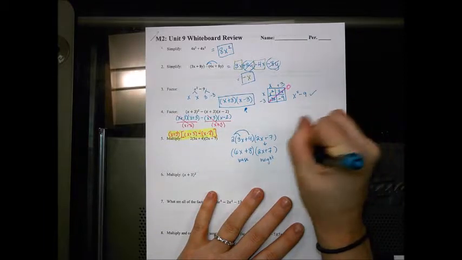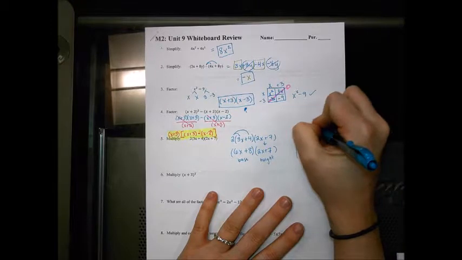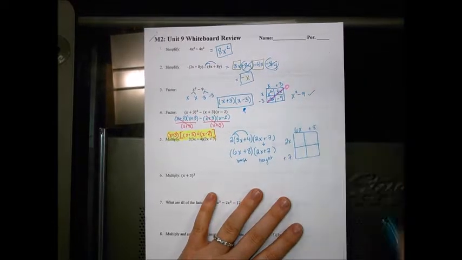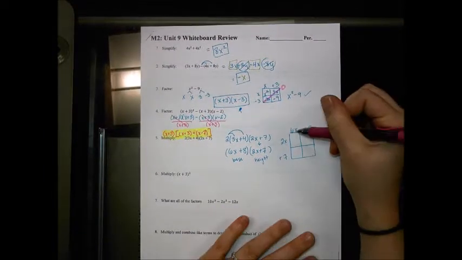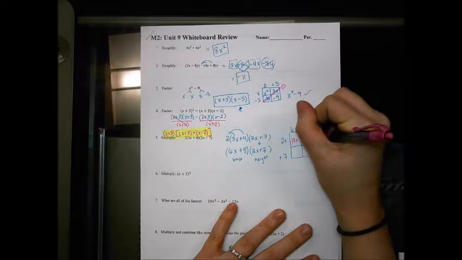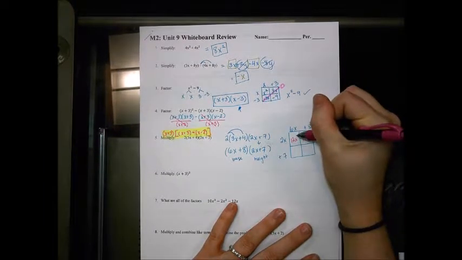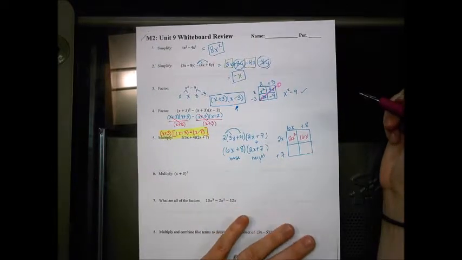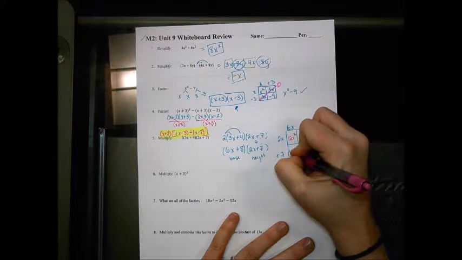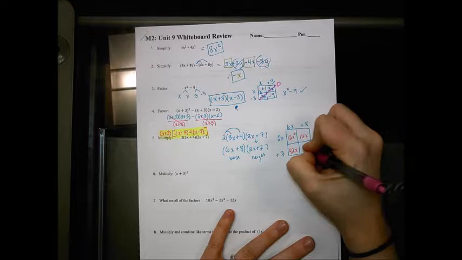You can use it as a base and a height. My base is 6x plus 8, and my height is 2x plus 7, which means I multiply 6x times 2x. Oh, sorry. X times x gives me x squared. Don't forget your x squared term. 6x times 7 is 42x. And 8 times 7 is 56.